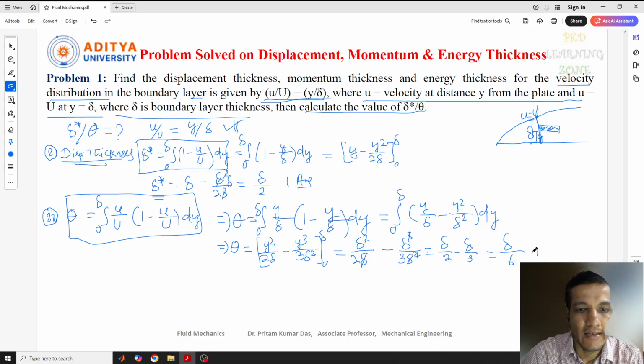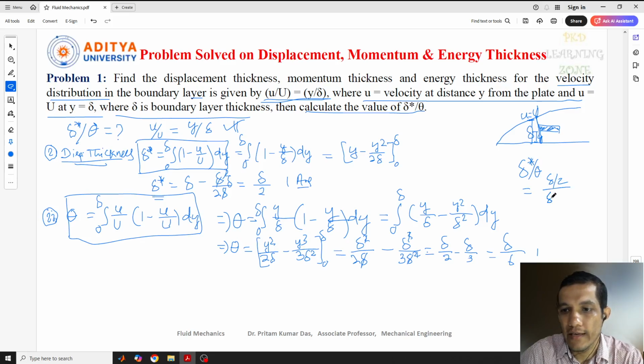delta by 6. Similarly, now see what our requirement is. Now what is the answer here? Because the question is to find out delta star by theta. So delta star by theta is nothing but we already found delta star equal to delta by 2, and theta is delta by 6. Now if you solve this one, we'll get the value of 3. So delta will be cancelled and 6 by 2 will be there. So the final answer is 3.